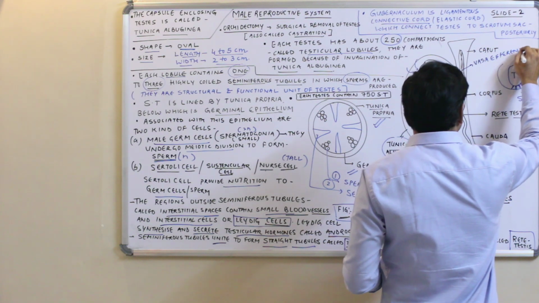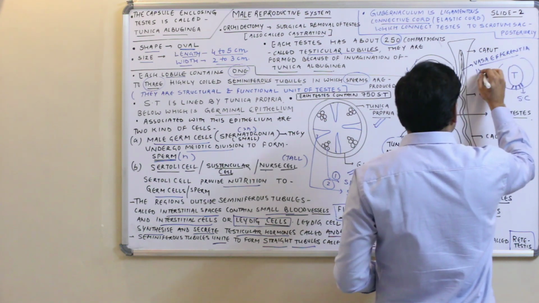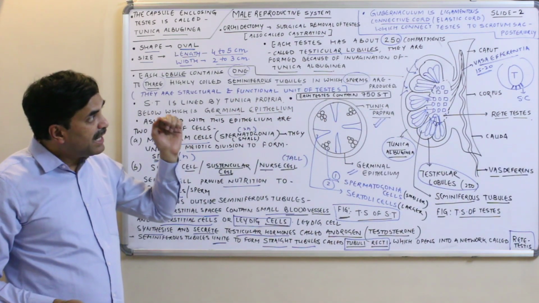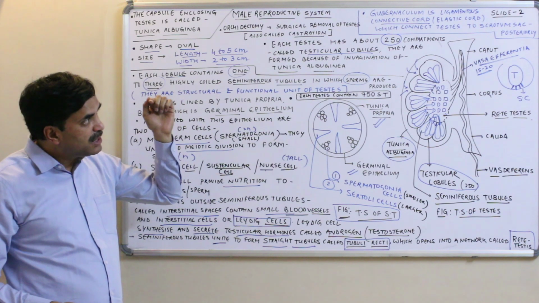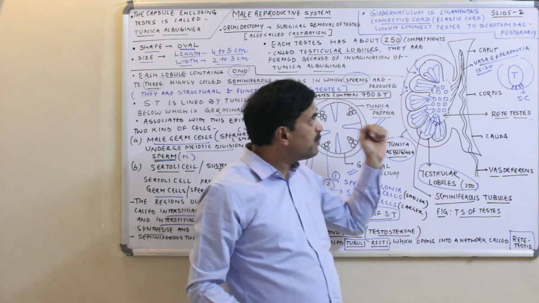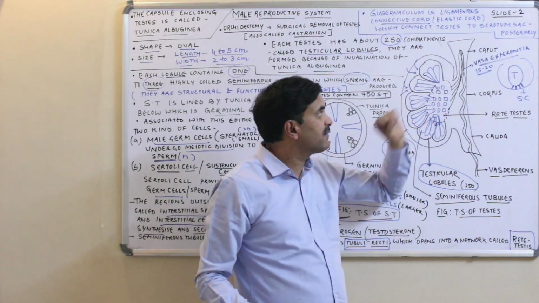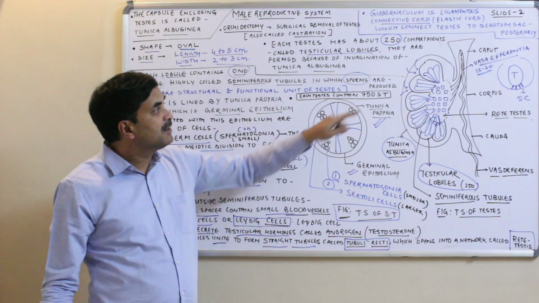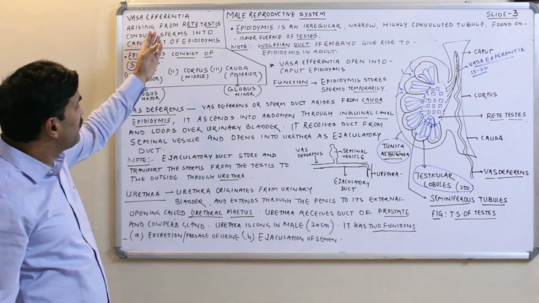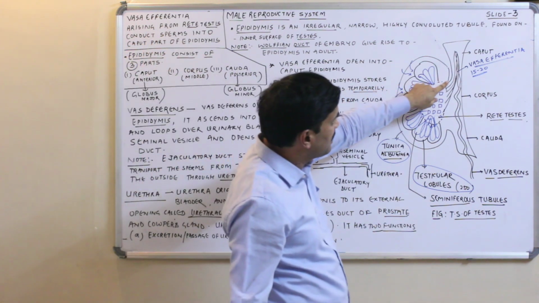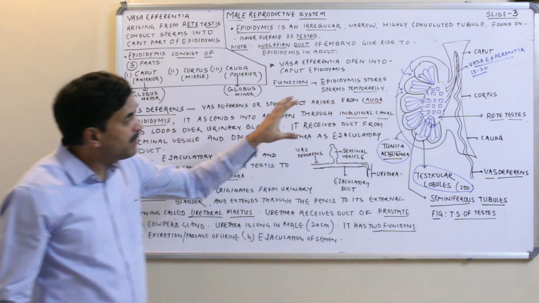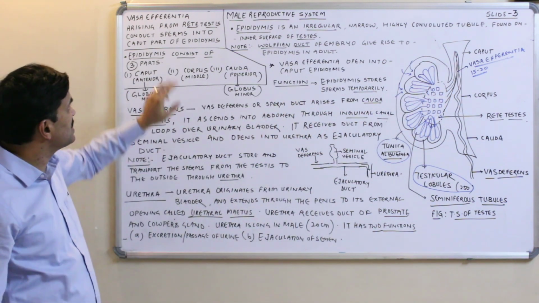From rete testes, 15 to 20 tubules arise called vas deferens, which enter into the caput part of the epididymis, and these vas deferens are carrying the sperms which are synthesized in the testes. Now, these vas deferens I have said are 15 to 20 tubules which are arising from a network-like structure called the rete testes.